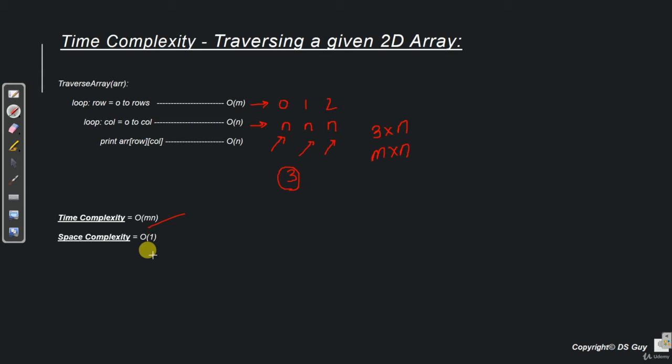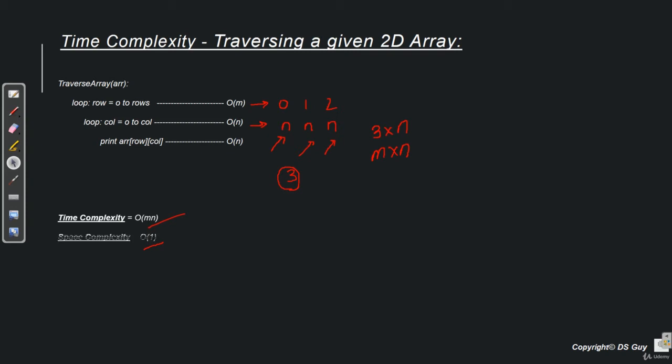Now what is the space complexity? It will be order of 1, because we might need some temporary variables, but we don't need any extra space which is proportional to the size of the array. Okay, so that is all for the traversal operation.